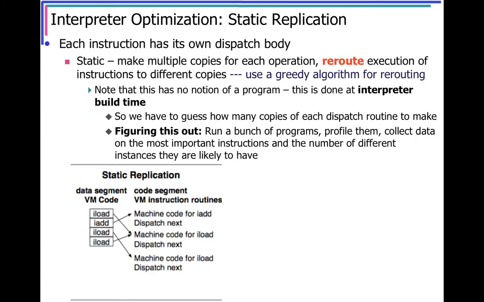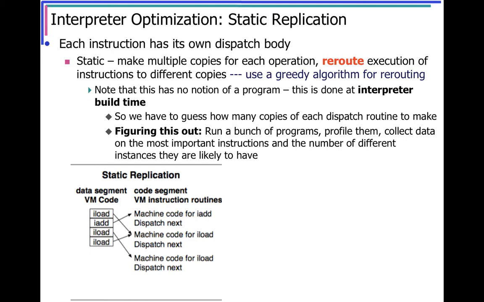With static, we don't know what programs are going to execute. Static means before execution. So we don't know what programs are going to look like. So we have to guess at how many handler copies we're going to need for each instruction, each opcode. So this is only a guess. And the way we guess is we run a bunch of programs and we profile them. That is, we collect information about their execution and about the number of instructions they have, the number of copies they'll need, and then we just make a decision that we're going to have a certain number of copies for each instruction type.